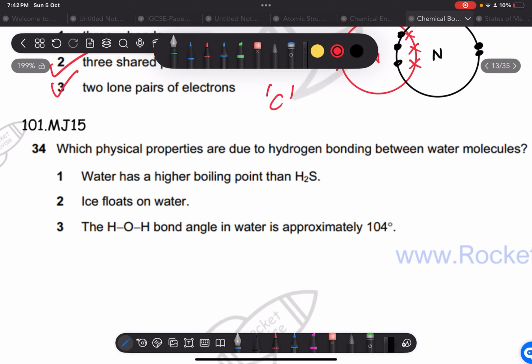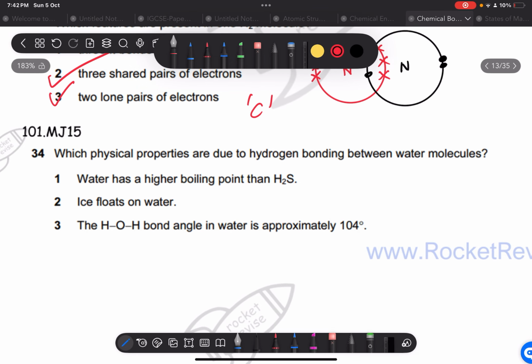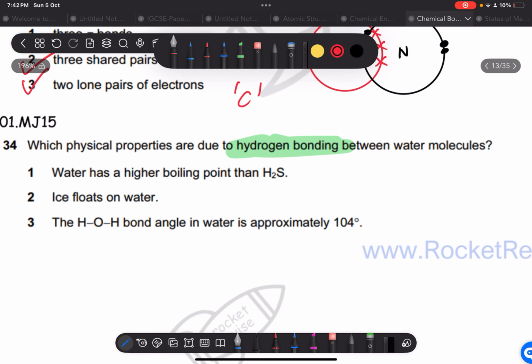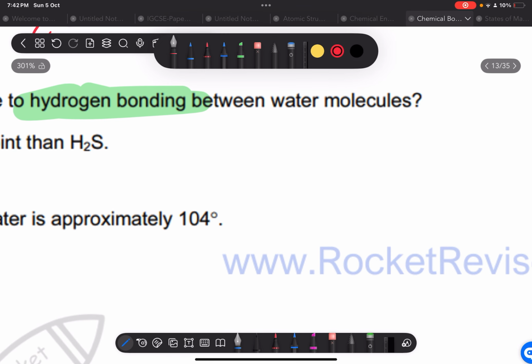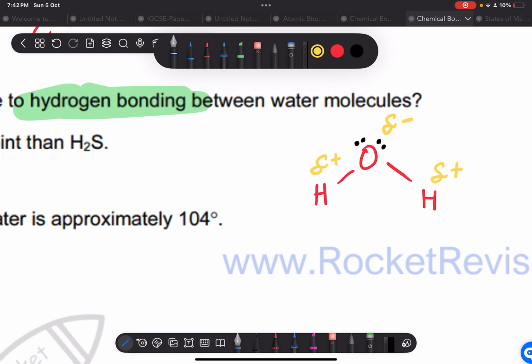Okay, which physical properties are due to hydrogen bonding between water molecules? Okay, hydrogen bonding. What is hydrogen bonding? Hydrogen bonding is basically that you have an OH molecule like this, and there are 2 lone pairs on oxygen. There is a partial negative charge on oxygen and a partial positive charge on the hydrogens.